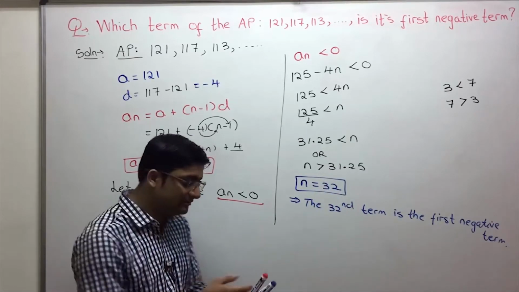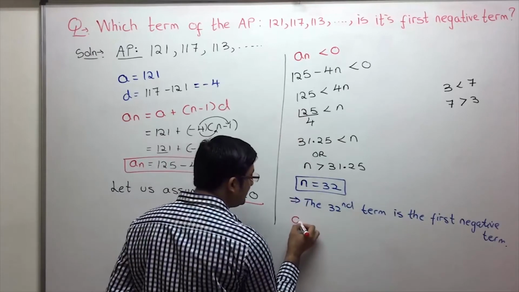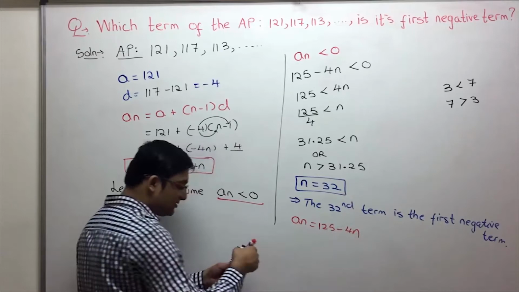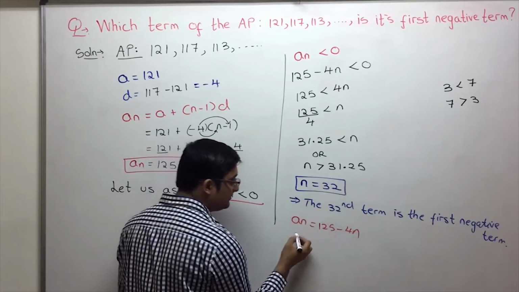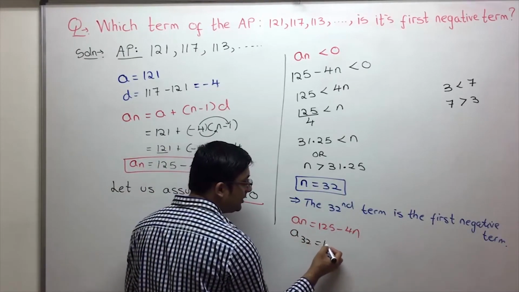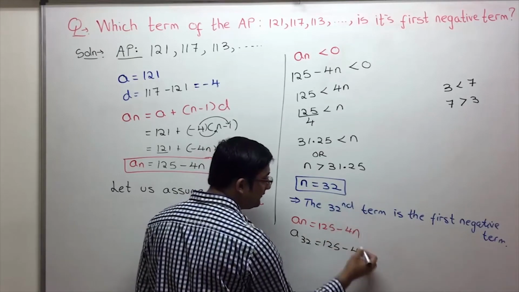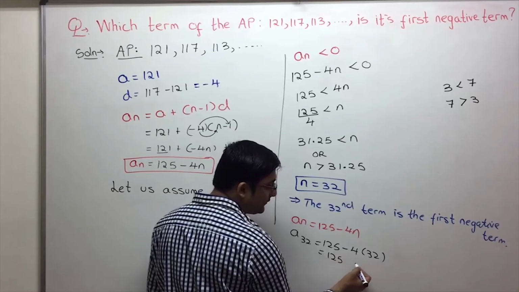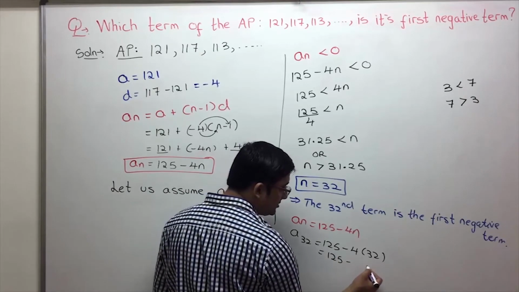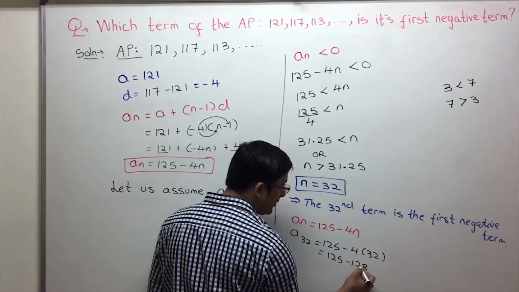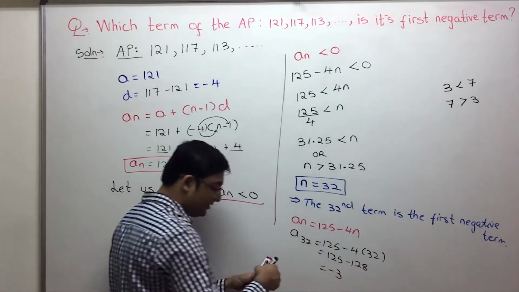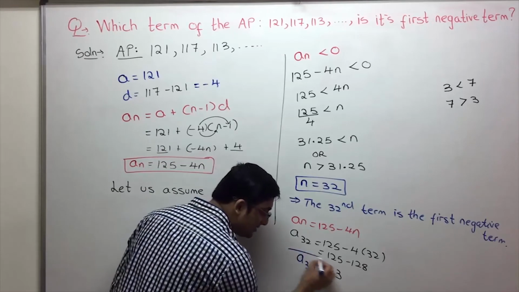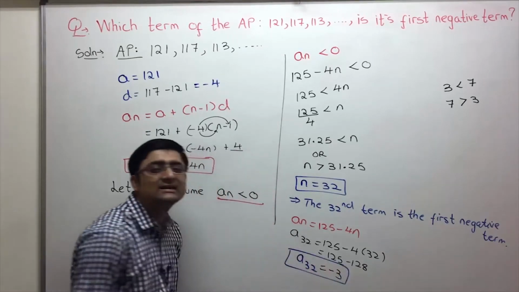Now let's say you want to find that term. Very simple. We already have the nth term. The nth term is 125 minus 4n. Just plug in the value as 32. So we'll get the 32nd term. A32 is 125 minus 4 into n. What is the value of n? 32. So we get 125 minus 4 into 32, which is minus 128. That is minus 3. So the first negative term is minus 3. So the 32nd term, or the first negative term, is minus 3.